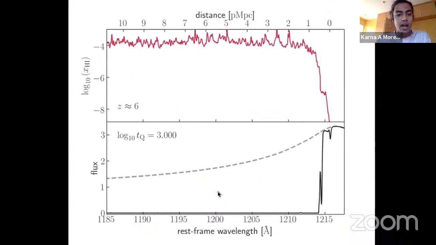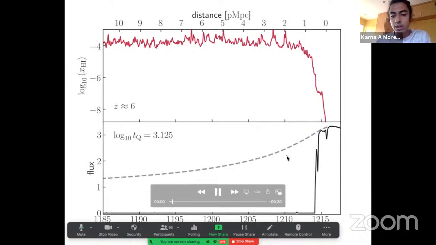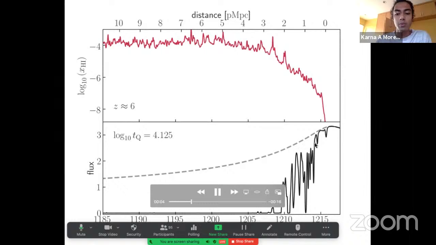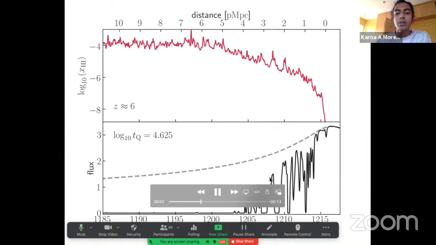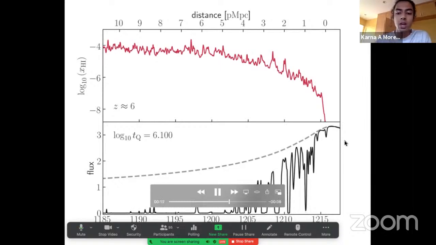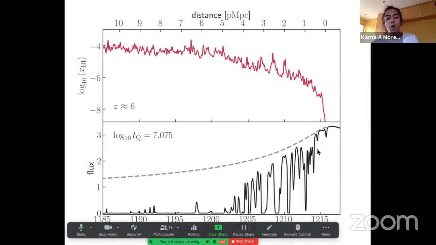So as the lifetime TQ increases, you can see that there's more transmitted flux bluewards of Lyman alpha. And so really, this is a very powerful tool, because if we can measure the proximity zones of these quasars, we can just directly infer the lifetime.